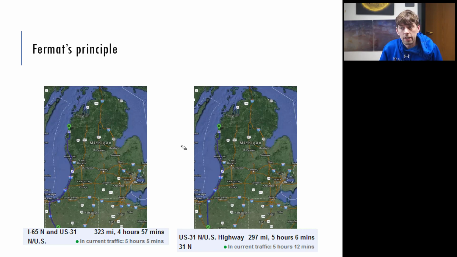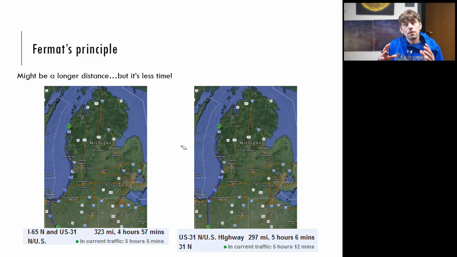You can see that even though I travel almost 26 miles further on the right-hand route, the left-hand route, I can get that done in about 10 minutes faster. Fermat's principle is the same idea. It might be a longer distance, but it's less time. Light will follow the path of minimized time, not the path of minimized distance. So that's Fermat's principle in a nutshell, paraphrased, of course: light follows the path of least time.